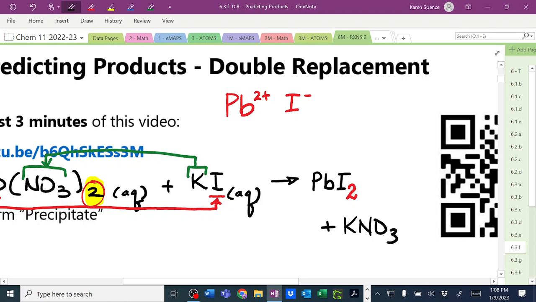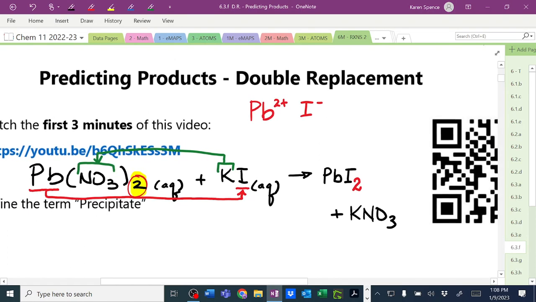Plus KNO3. Is that the correct formula for potassium nitrate? What's the charge of K? +1. What's the charge of NO3? -1. Is that the correct formula for potassium nitrate? Yes.